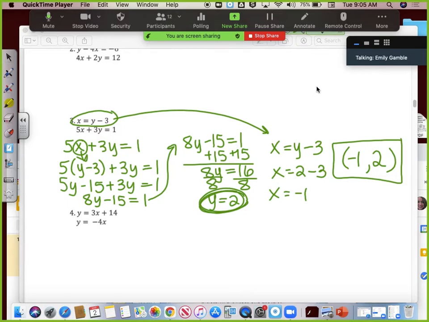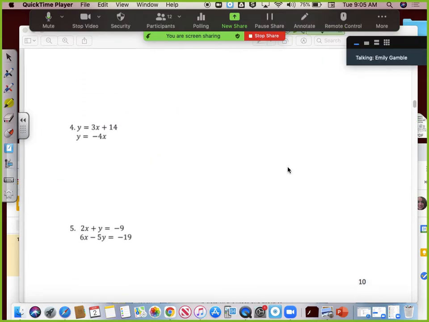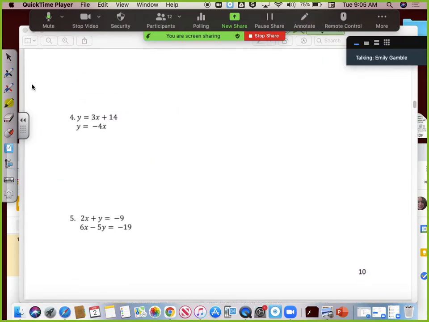Now, number 2 does look a little bit more difficult than the rest of them because number 2 does not have them already solved. But number 4 does. So let's actually just try one more problem today. Let's try number 4. It's pretty quick. We have y equals 3x plus 14 and y equals negative 4x. I'll give you a couple minutes. We'll go over it and call it a day. You say 4. Yep, number 4.